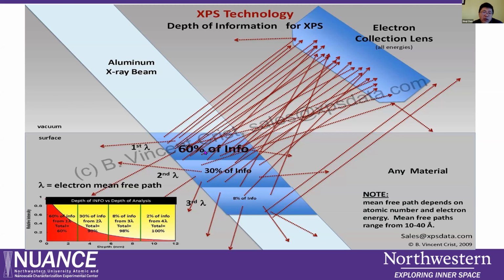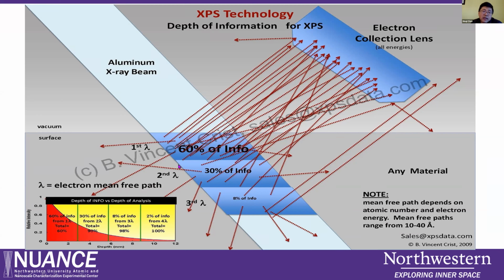This is another graph I got from Google. Here in XPS, with the aluminum K alpha X-ray beam and this analyzer, you see the electrons come out. In this layer, you see lambda, which is the electron mean free path. The mean free path depends on the atomic number, on the element, so it is different. Generally the range is from 1 to 4 nanometers. For heavy elements you get a small value, and for light elements it is bigger.